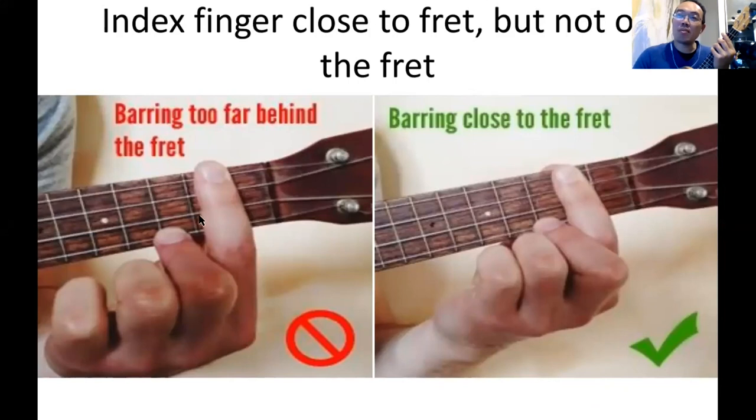Make sure your bar is not too far away from the fret. This is too far, so all you get are buzzing sounds. This is too far. Can you hear the buzz? So you want to bar close to the fret, but not on the fret. You can't put your fingers on the fret. It will buzz as well. So too far sounds like this. On the fret sounds like this. It's not clear. Just pull back a little bit. Now it's good. Just make sure it doesn't buzz. The moment it buzzes means you're either too far or too close.